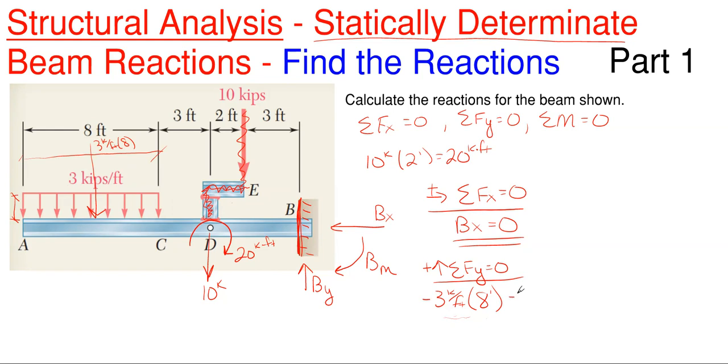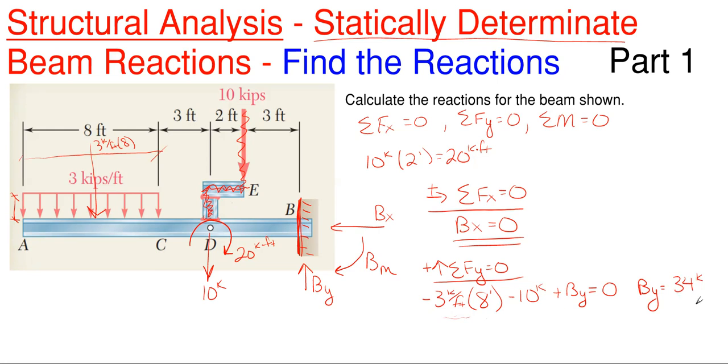And then we have the minus 10 kips over here as well. The 20 kip foot is a moment. Don't include it. We have B sub y. We have it assumed upward. And then lastly, nothing else in the y direction. So that's everything equal to 0. When we rearrange here, we get our y direction to be exactly 34 kips.